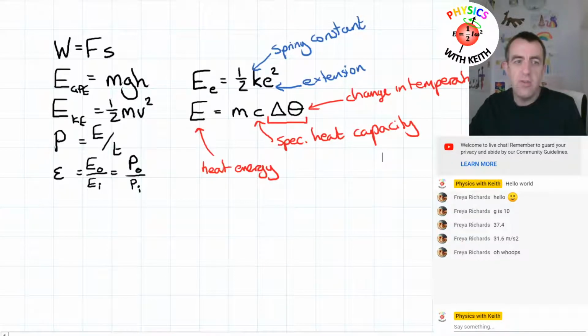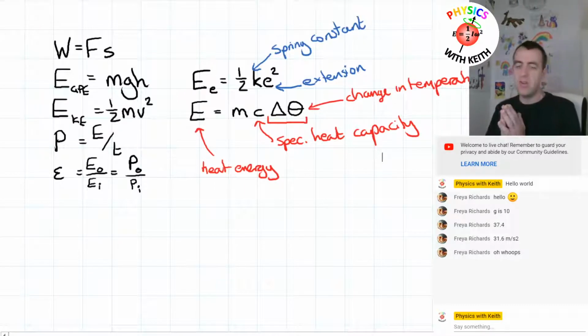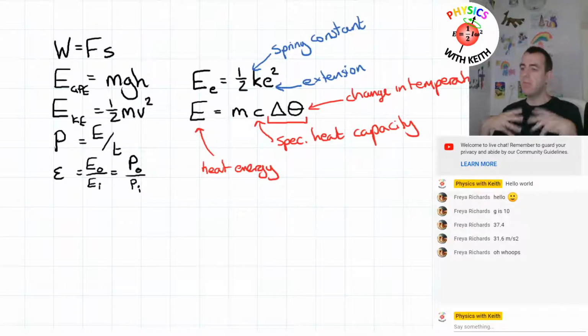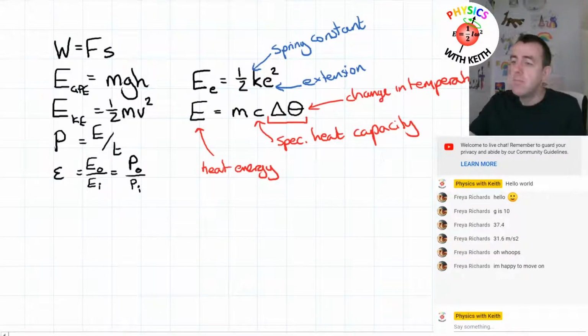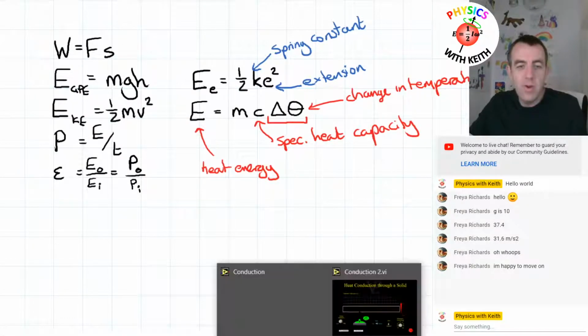Are there any more questions about energy and these basic equations, or do you want to practice some of these equations, or are you happy to move on to something with some simulations where we talk about energy transfer through heating? I'd rather go into energy transfer through heating because I've got those virtual physics lab simulations to show you. Happy to move on? That's great, thank you, Freya. And in the absence of any other comments, we will move on.